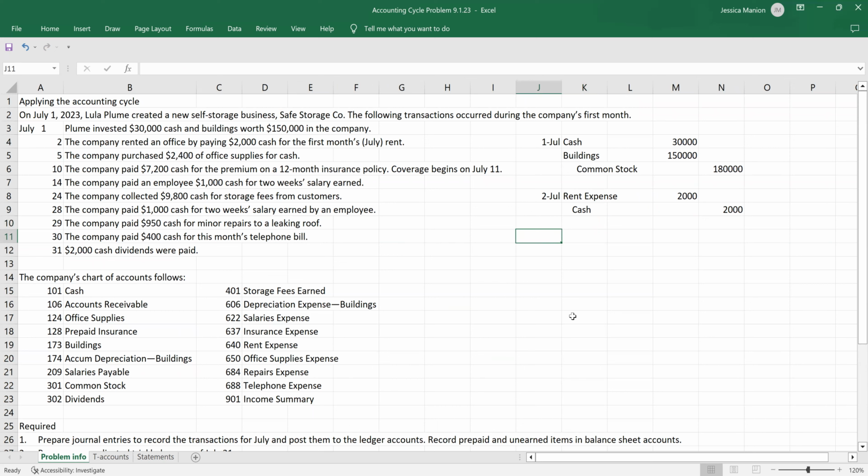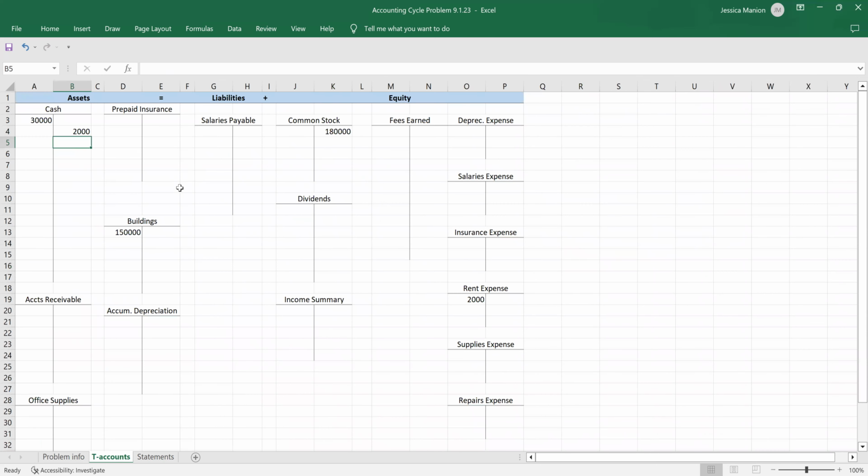All right. Okay, what's this next one? July the 5th. This one says, the company purchased $2,400 of office supplies for cash. Okay, so we're debiting supplies, $2,400, crediting cash, is what that one would look like. All right, let's click post and update our T account. So debit supplies, $2,400, credit cash. All right, so there are now our T accounts updated.